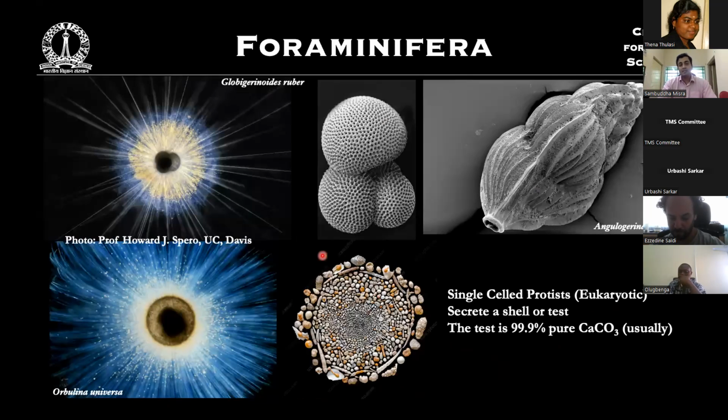So forams come in different shapes and sizes. I don't need to tell this group about different shapes and sizes of forams. I can barely recognize them. But most importantly, they are single-celled organisms, and yet they form a calcium carbonate shell around them, which is 99% pure calcium carbonate. And it's the 0.1% impurity in that calcium carbonate that we non-traditional geochemists are interested in.